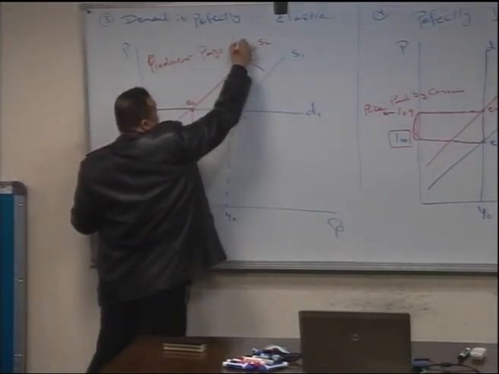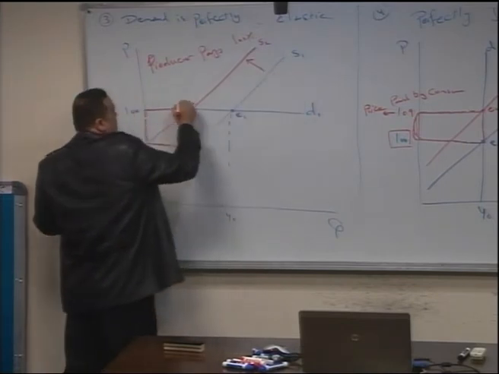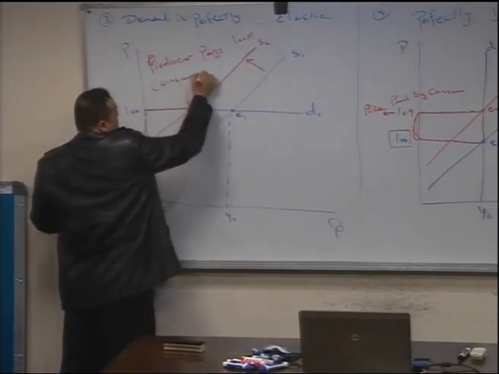The producer pays the whole of the tax burden, 100% of the tax burden, and the consumer 0.